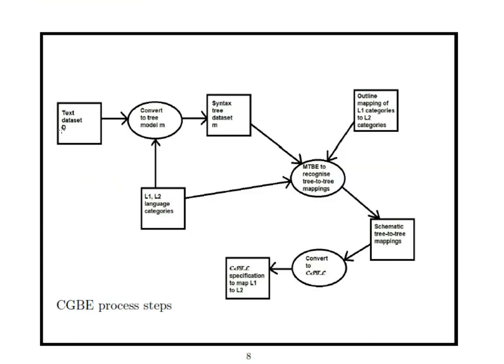So the procedure works like this. We start with a text data set, convert that to parse trees, we get a syntax tree data set. There's some information about the language categories, and mainly this is the source language categories, which usually correspond to the grammar, non-terminal and terminal grammar elements of the source language. The target language can be very general, just in terms of expression, statements, types, and so on. It doesn't need to be distinguished.